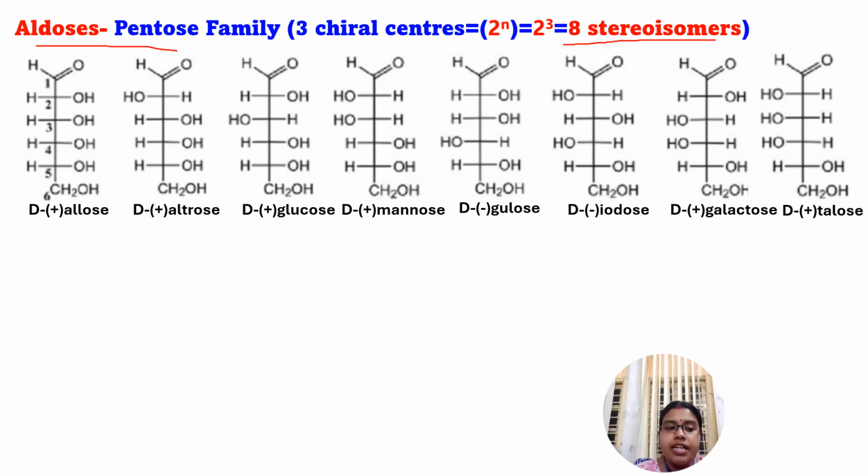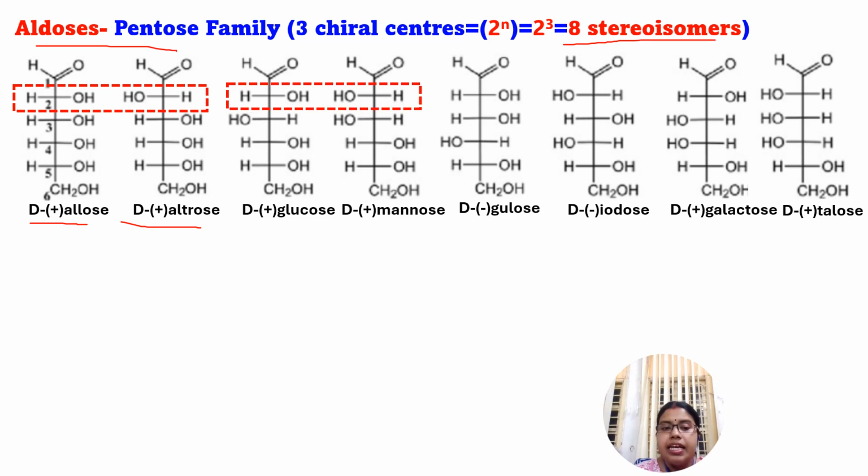How? If we consider the first two members of the aldohexose, that is D-allose and D-altrose, we can see that all the positions are the same except C2. Similarly, if we consider D-glucose and D-mannose, except C2, all other carbon configurations are the same. If we consider gulose and idose, similarly, except C2, all other positions are the same. If we consider galactose and talose, except C2, all the positions are the same.